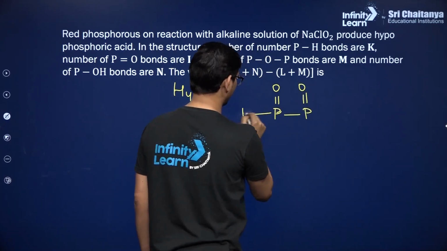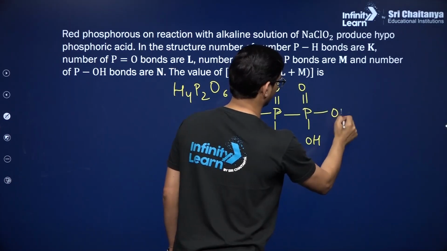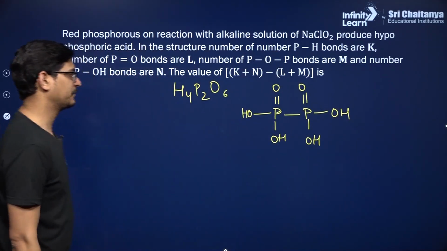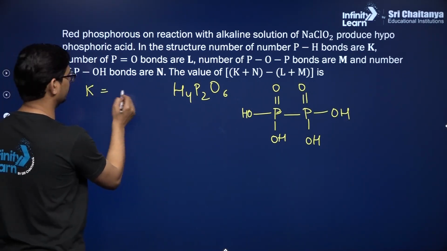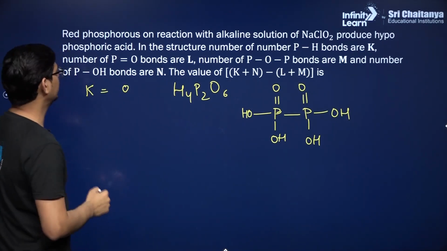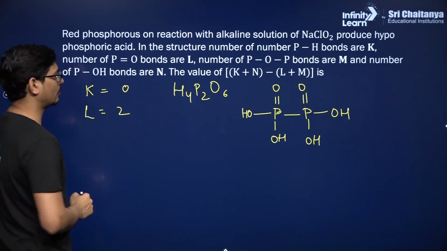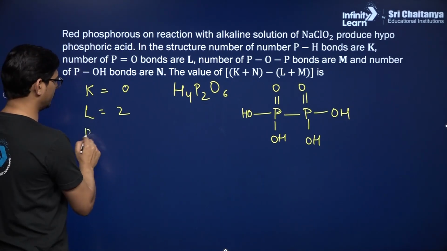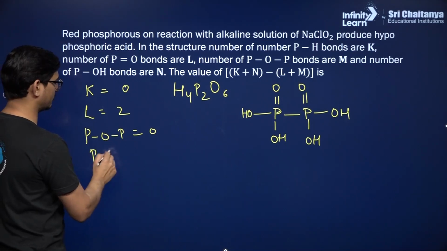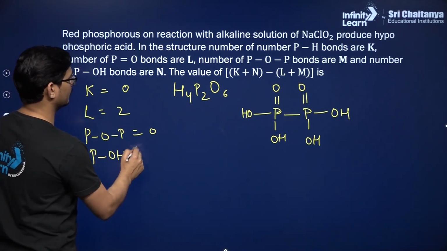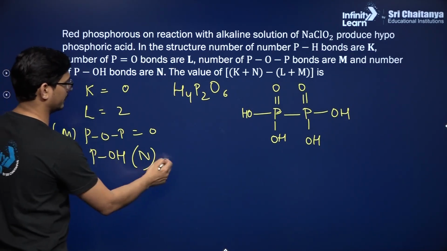Hypophosphoric acid is special because it has a phosphorus-phosphorus bond, right? So this is H4P2O6. Number of P-H bonds is K. We don't have any P-H bond here, right? Number of P=O bonds is L. Yes, we do have 2 phosphorus double bond oxygen. Number of P-O-P bonds is M, not there, so 0. And number of P-OH bonds is N, and that is 4.